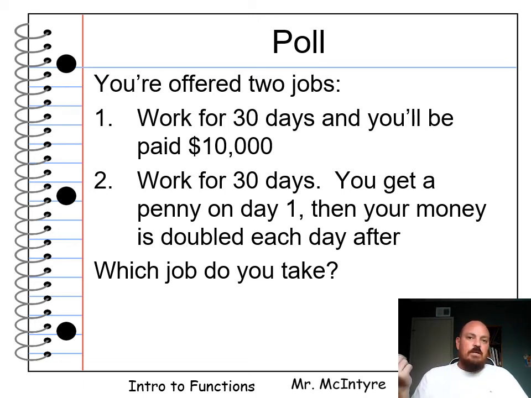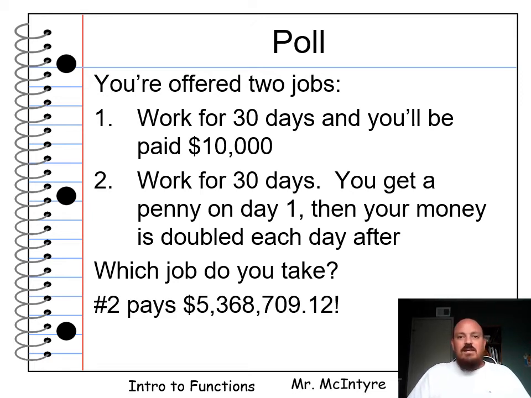Well, if you start thinking about it, you think, okay, well, I work for 1 day and I have a penny. That's nothing. I work for 2 days, I have 2 cents. 3 days, I double that, I have 4 cents. And then 8 cents, and then 16, and then 32, and then 64. And then finally, on the 7th day, you have $1.28. It took me a whole week to get just $1. And you're thinking, well, 30 days isn't going to get me much. I'm taking the $10,000. Well, if you had taken job number 2, in 30 days it pays over $5 million. And that's an example of exponential growth.